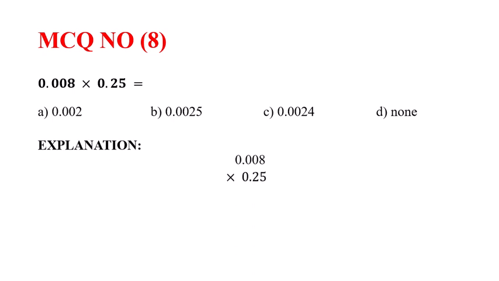Explanation: so 0.008 multiply with 0.25, after multiplying with 5 we get 0.